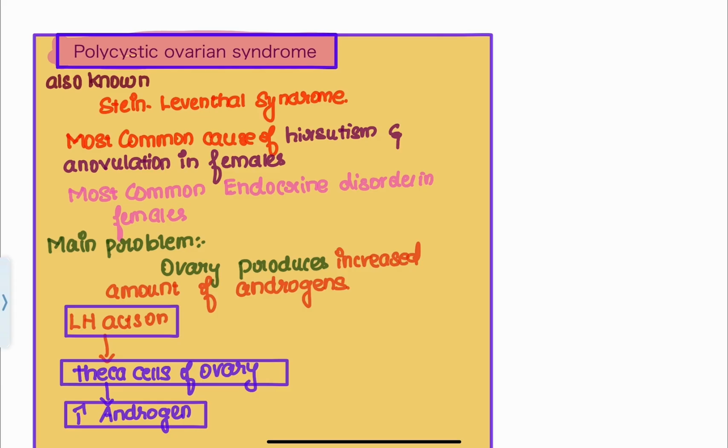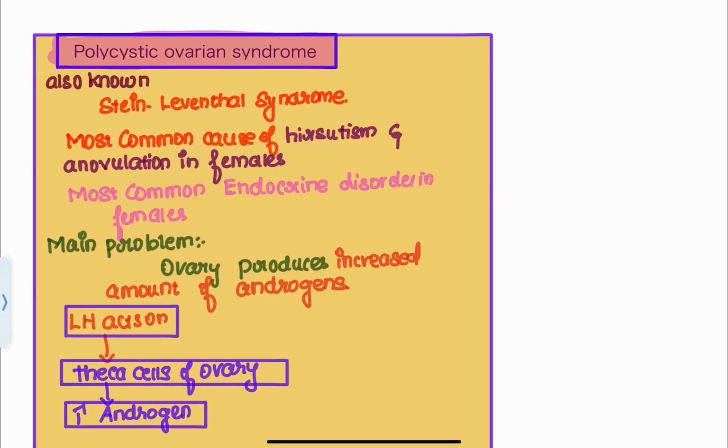Polycystic ovarian syndrome is also known as Stein-Leventhal syndrome. It is named after the American gynecologist who identified this condition and coined the term in 1935. So PCOS is named after Mr. Stein-Leventhal, and it is given the name Stein-Leventhal syndrome. Is that clear? Okay.